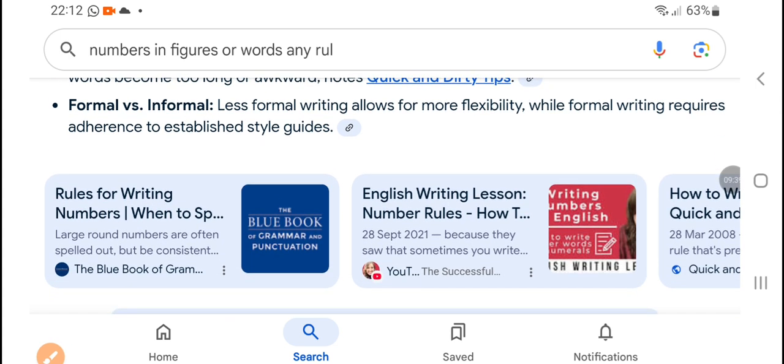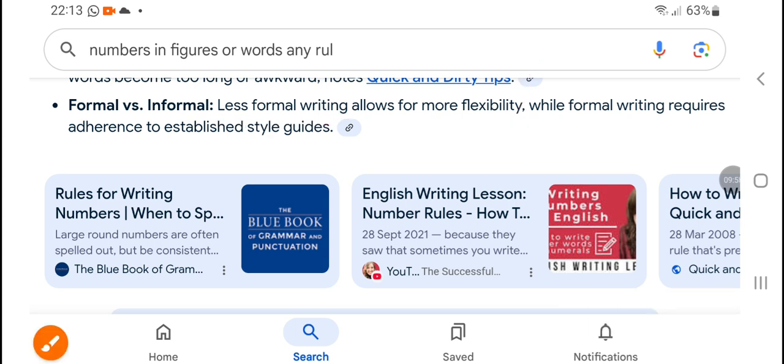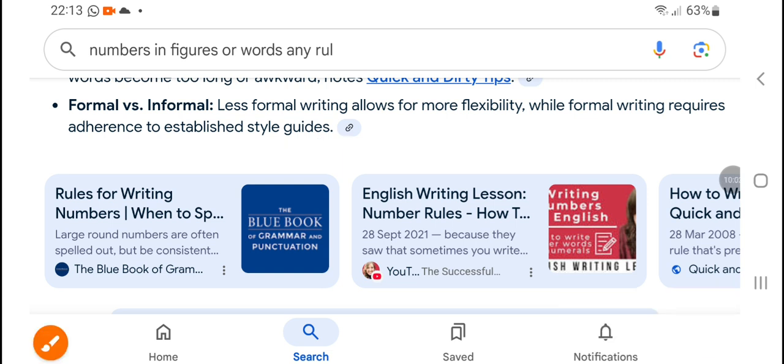Then, formal versus informal. Less formal writing allows for more flexibility. That is your choice for less formal writing, while formal writing requires adherence to an established style guide. So then we have to use a style guide, right? So that is a short video.